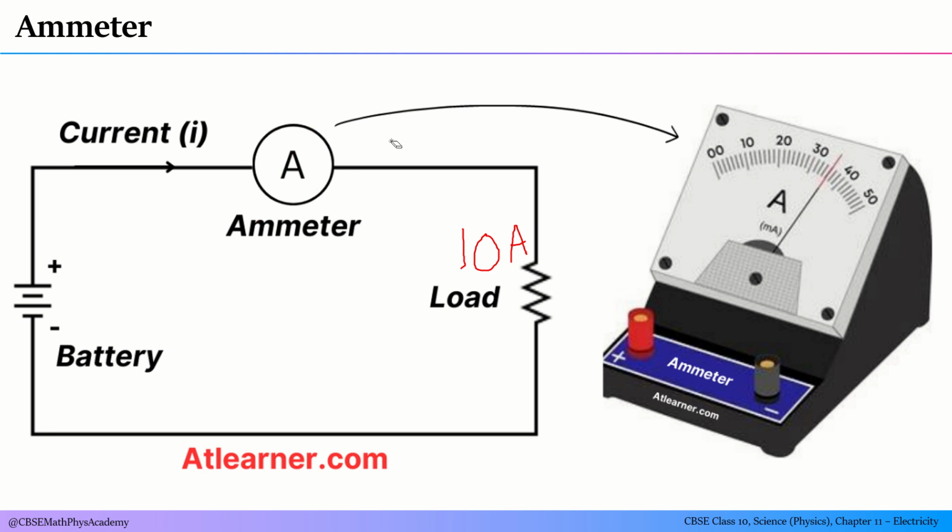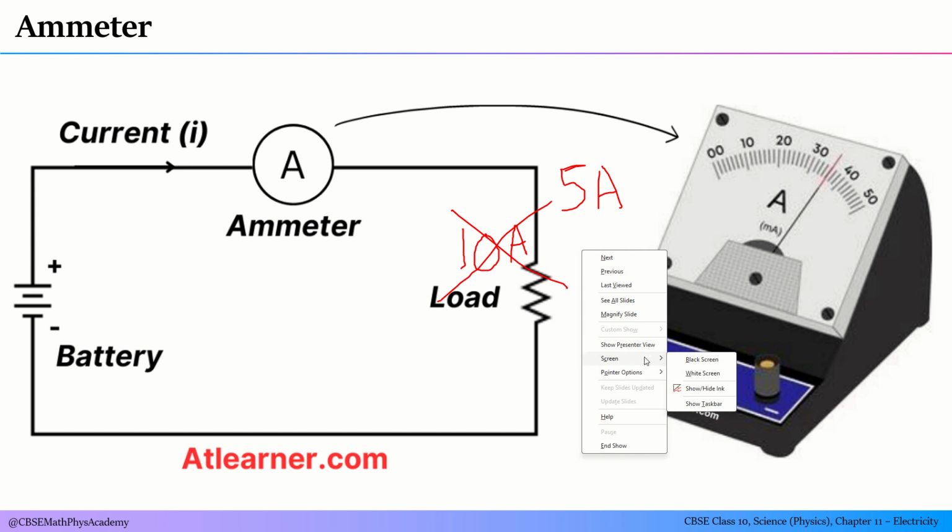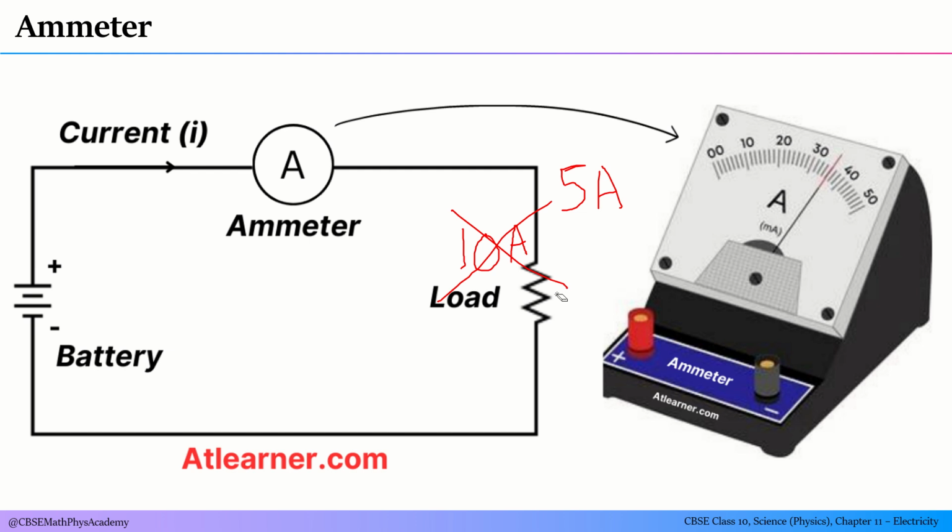Now what will happen is, just because the ammeter is there, the current to the load should not reduce. The ammeter should not obstruct the flow of electrons. It should not resist the flow of electrons, so that this 10 amperes doesn't fall down to 5 amperes. Otherwise, if it falls down to 5 amperes, then your fan will not work. So just because you are putting the ammeter here, your current to the load should not reduce. So 1 minute, let me clear this.